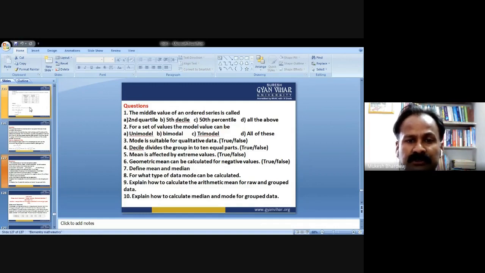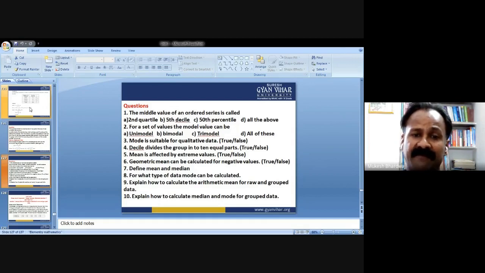Third: mode is suitable for qualitative data. Yes, we had studied the merits and demerits, where we found that mode is suitable for qualitative data. Yes, it is true. Decile divides a group into 10 equal parts. Obviously, decile, percentile, I had already told you that percentile divides into 100 parts. So decile divides the group into 10 equal parts. True.